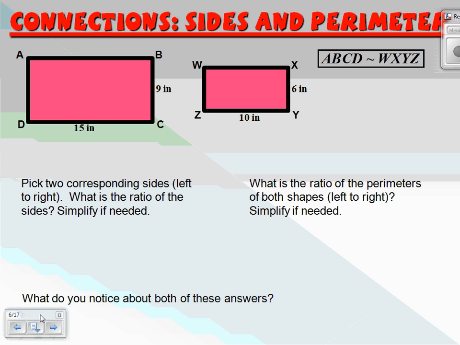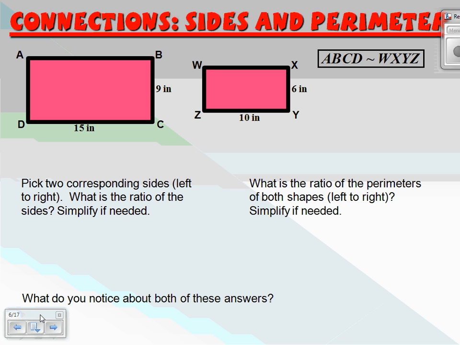I have similar shapes. A, B, C, D is similar to W, X, Y, Z. The sides are already given to me. Let's look at the first question on the left side. It says, pick 2 corresponding sides, left to right. What is the ratio of the sides? Simplify if needed.